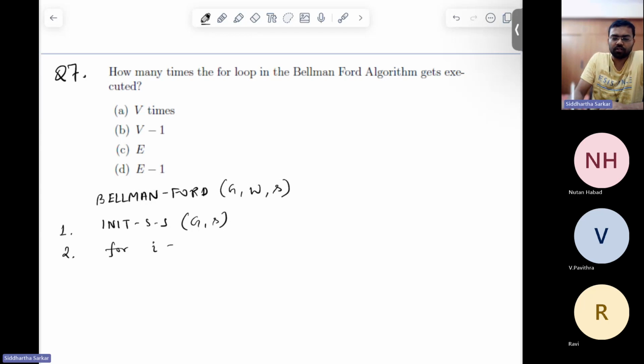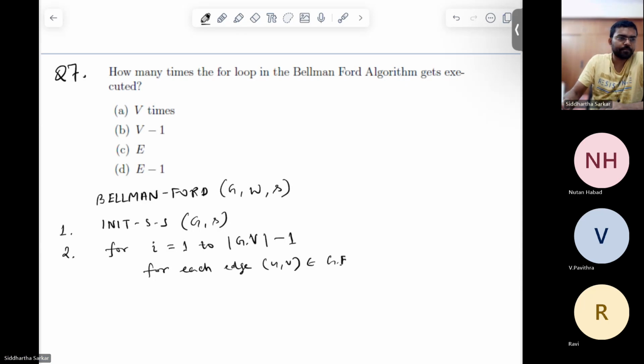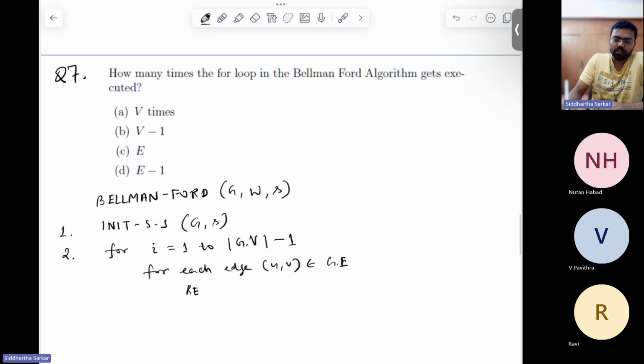Second step, there is a for loop that runs from 1 to the number of vertices minus 1 times, and every time you are going to relax each edge in the graph. The relax operation we have seen already.